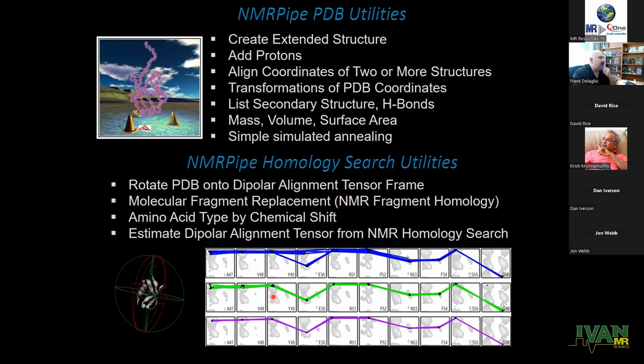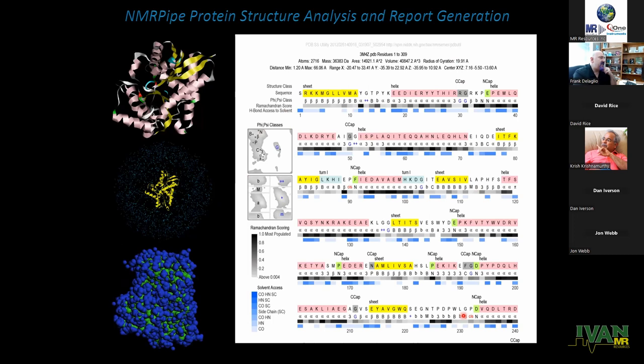files, including building an extended structure for a given sequence, adding protons to an existing structure, and analyzing a structure in terms of its secondary structure classifications, hydrogen bond network, and so on. And maybe we'll see an example of that. But again, here is an example of a secondary structure report produced by a facility in NMRPipe. And if you look closely, what you'll see is the sequence of the protein of interest, colorized according to which parts are in a helix or a sheet, and specific structural details like end caps or beta turns are also identified and labeled.